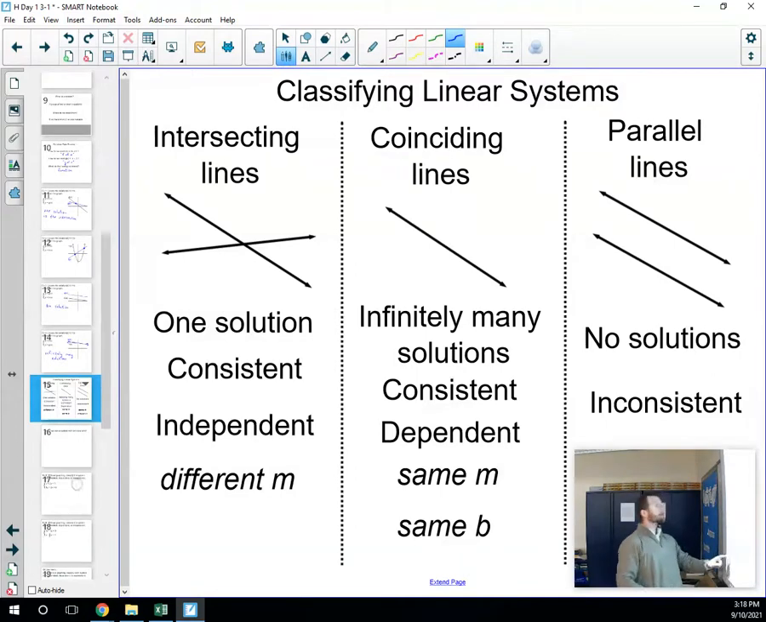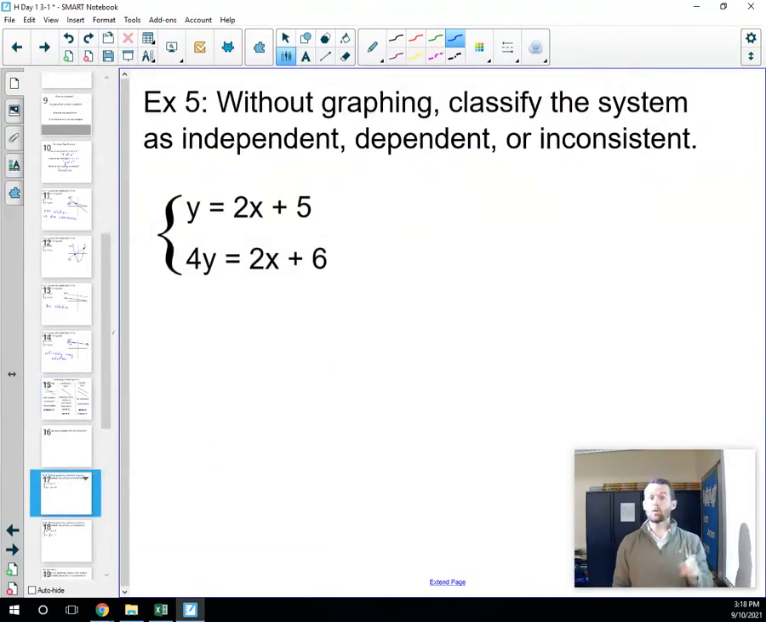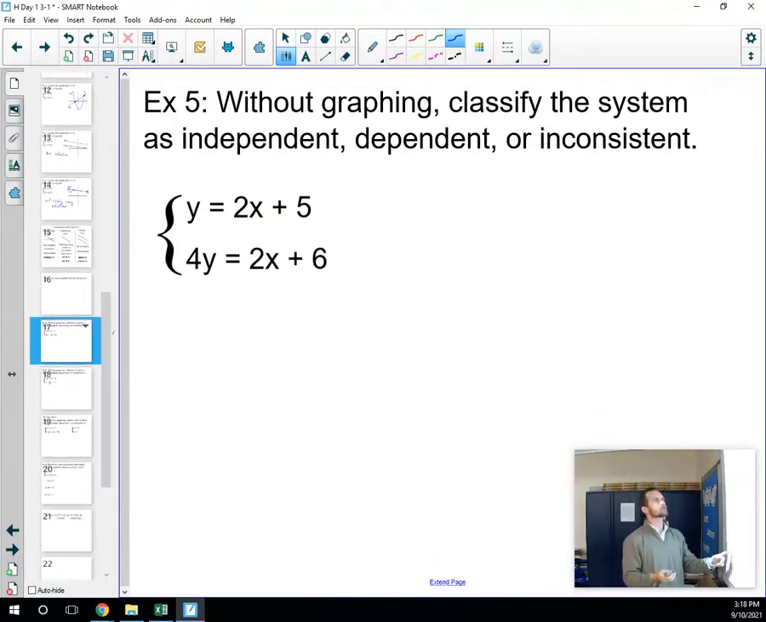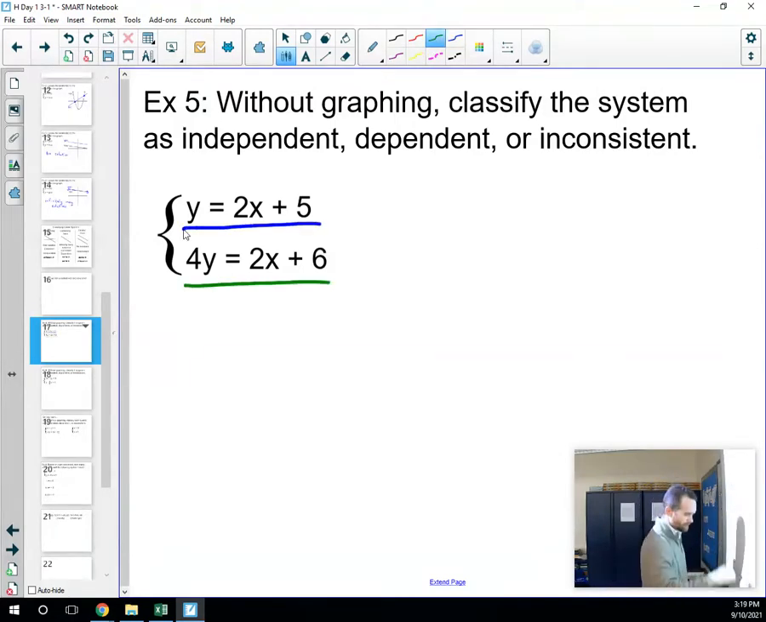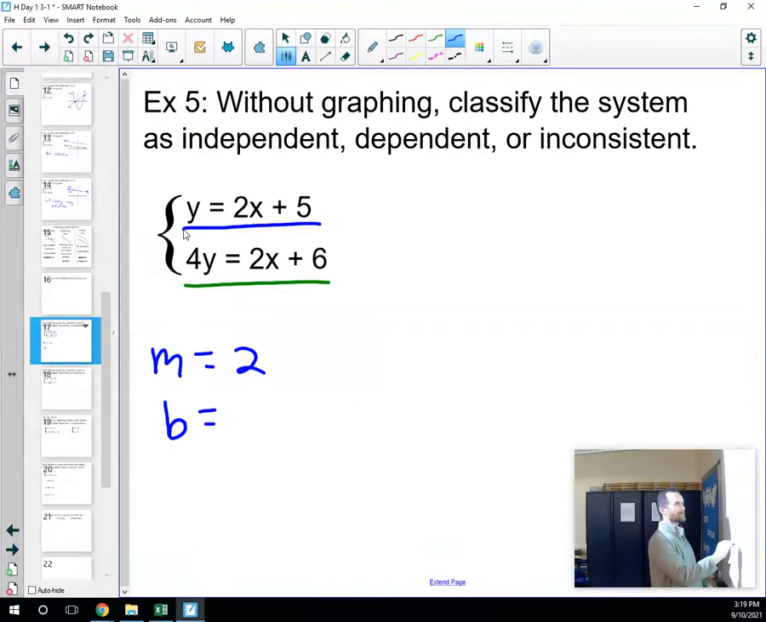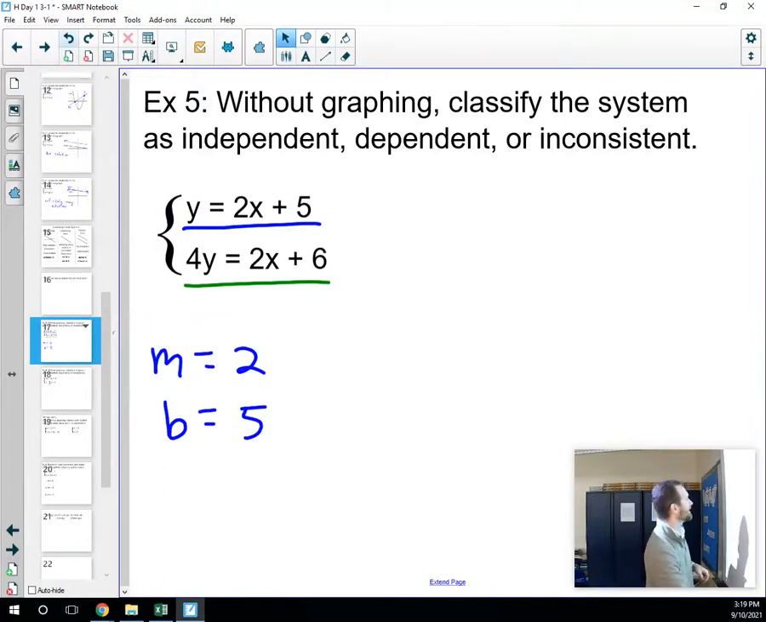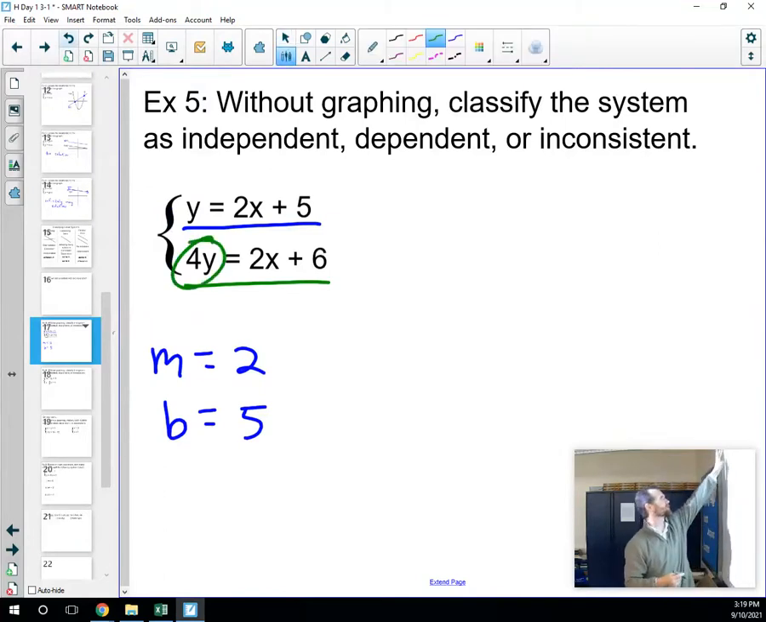All right, let's jump to example 5. So without graphing, classify the system as independent, dependent, or inconsistent. So really this all comes down to the slope and the y-intercept. So let's color code this. I'll do this one in blue and this one in green. So the blue slope, that's 2, and the blue y-intercept, the blue b, is 5. All right, that one was pretty easy because y was already by itself. But unfortunately, in the green, y is not by itself.